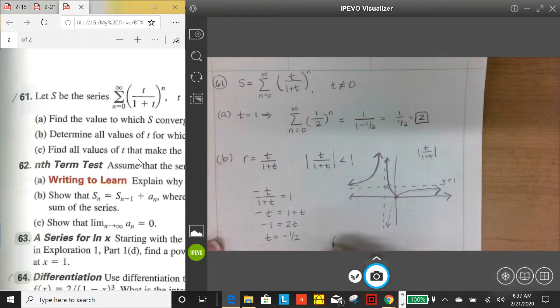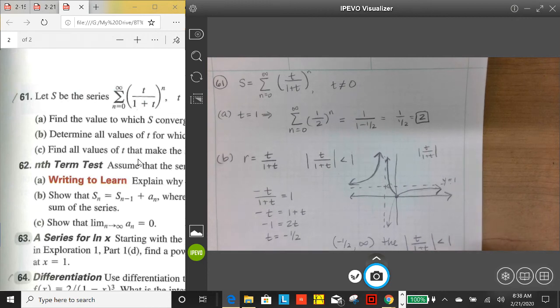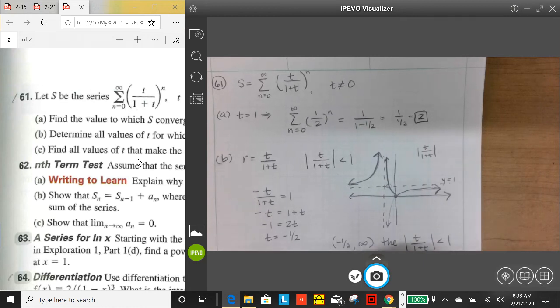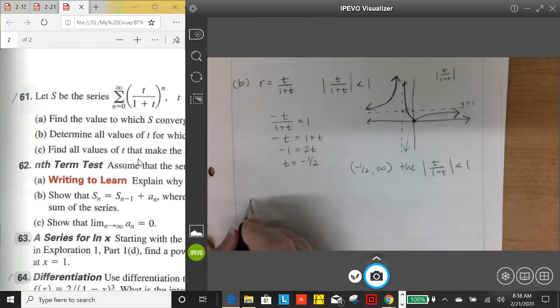When t is from negative 1/2 to infinity, then the absolute value of t over 1 plus t will be less than 1, and this will converge. What will it converge to? Well, what we would do is say a sub 1 over 1 minus r, and we know what r is, and we would put r in that equation, but it didn't ask us for what that representation was. Okay, but let's go on to part C.